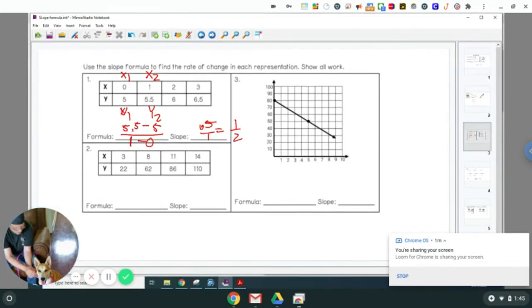So you can do the same thing here. So this will be x2, y2, x1, y1. So you're going to do 62 minus 22, and then 8 minus 3, which would be 40 over 5, which equals the slope of 8.